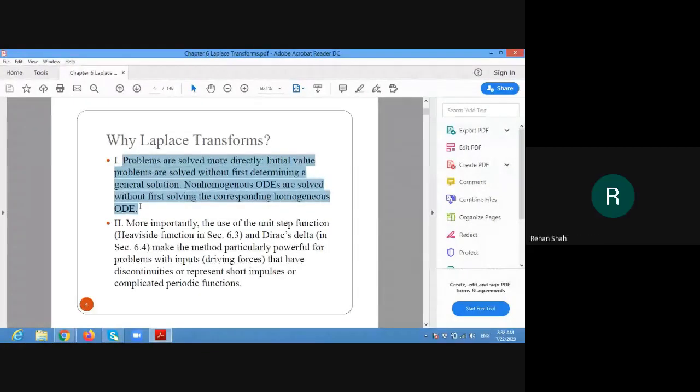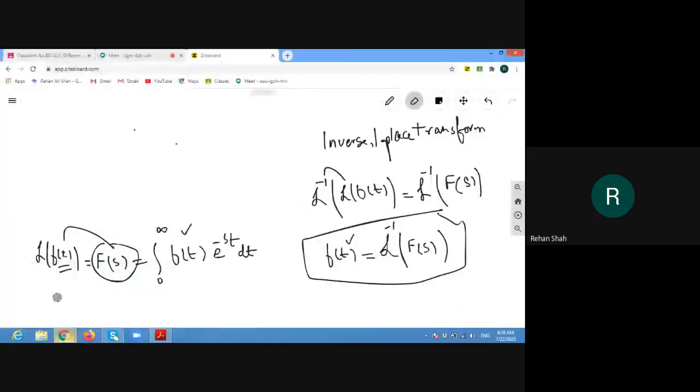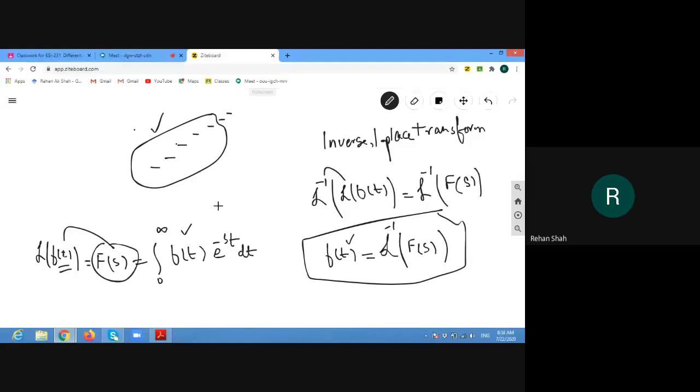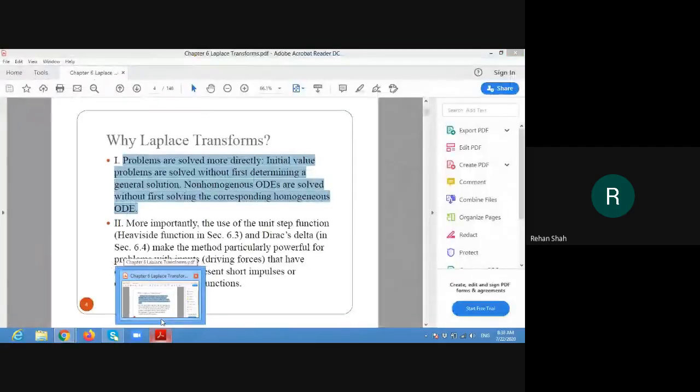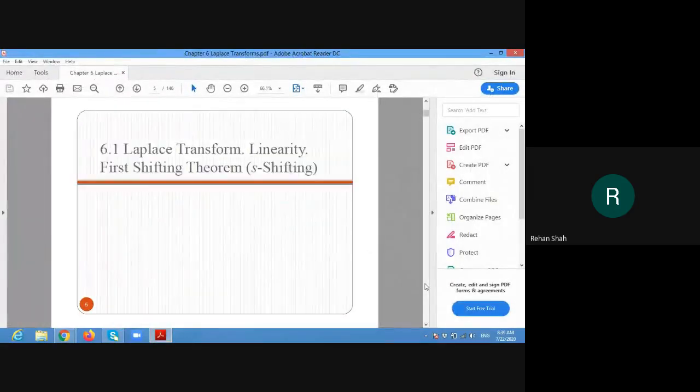Yes, sir. Okay, G. More importantly, the use of the unit step function or Heaviside function, and direct delta functions, makes the method powerful. If this is a step function, suppose, we did not study differential equations of this type of function in the previous methods. Here you can also handle the step functions using the Laplace transform, which you could not handle with the previous methods.